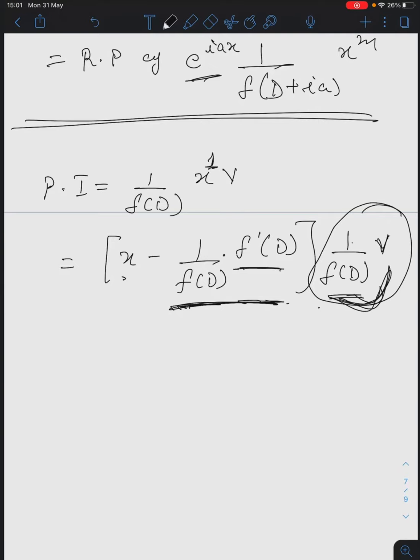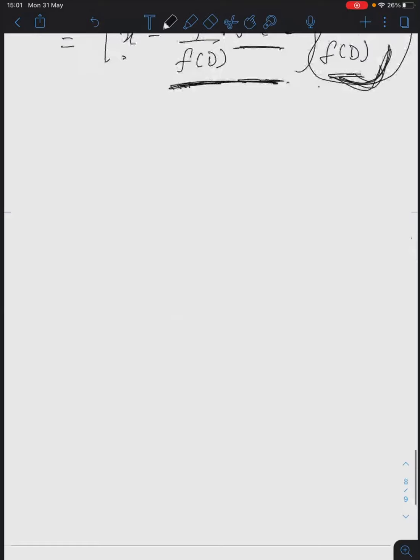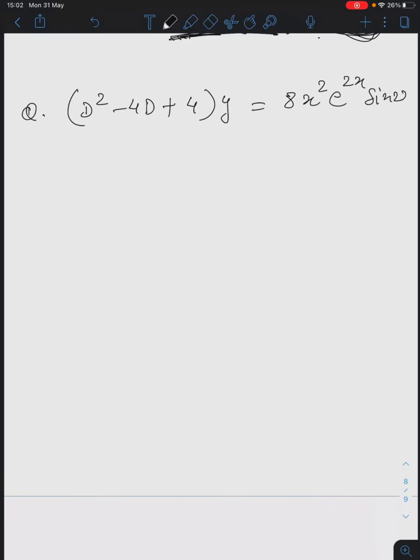Understood, all of you? Yes, ma'am. So let us solve a problem related to this. Suppose you have d square minus 4d plus 4 y is equal to 8x square e to the power 2x sine 2x.